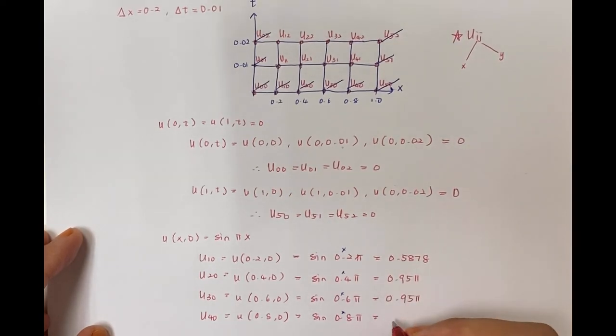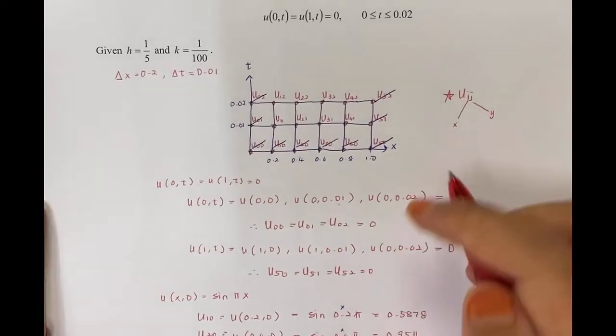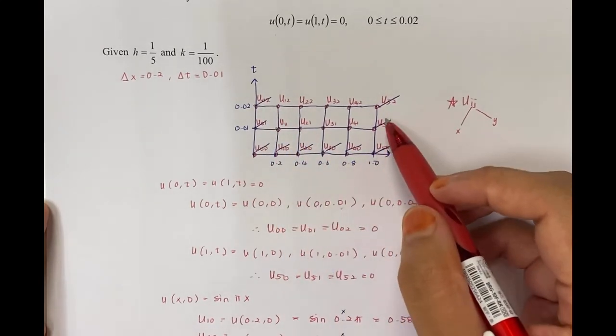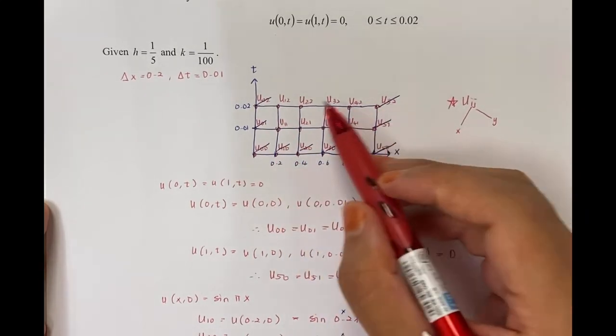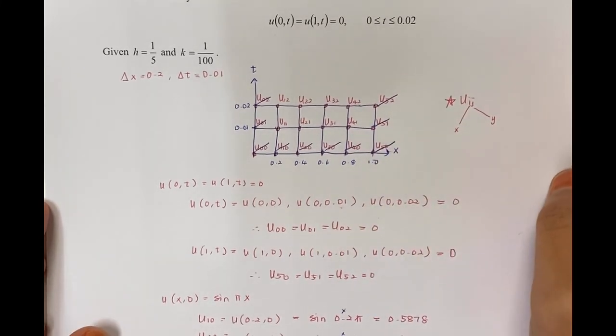0.5878 for u10, 0.9511 for u20, 0.9511 for u30, and lastly 0.5878. Okay, you just find these values for these points. For the other points, you need to use the formula.